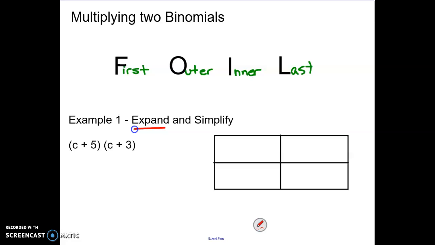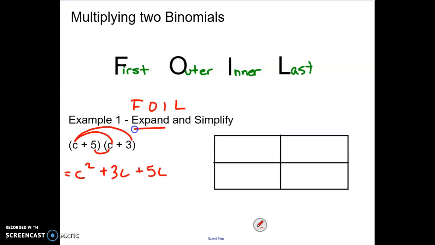We're multiplying this together. So when we multiply using FOIL, we're going to start by multiplying the first and the first thing together. So we're going to start with c times c, which is c squared. Then we're going to go O to the outer. So the outer is going to be c times 3, the two outside pieces. So c times 3 is going to be 3c. Then we're going to go I. I stands for inner. So we're going to do the two inside pieces multiplied together. So 5 times c is 5c.